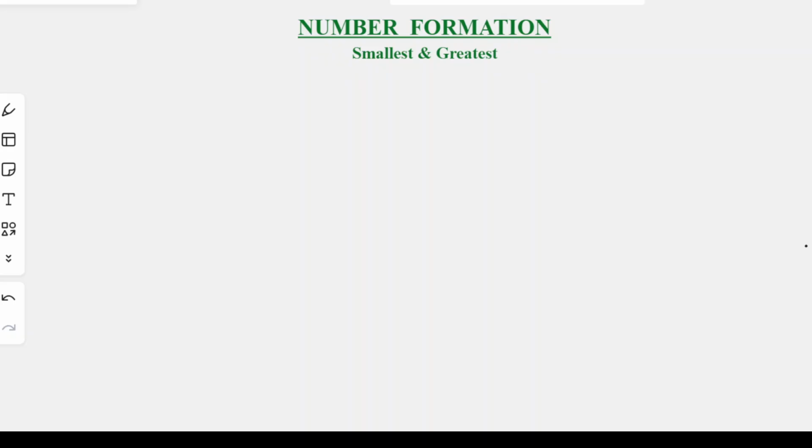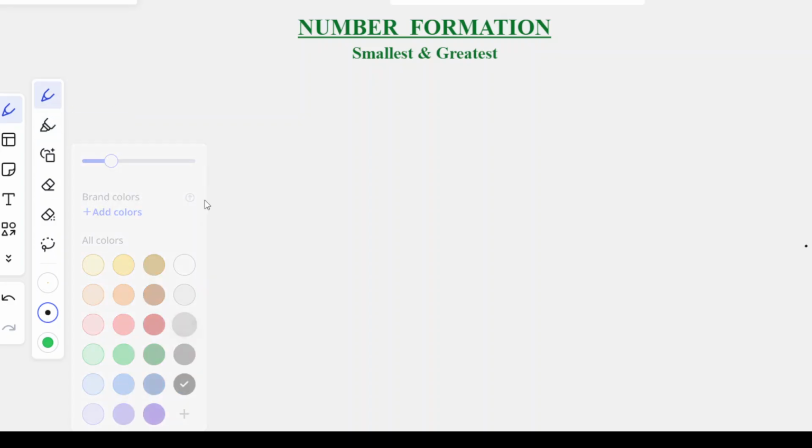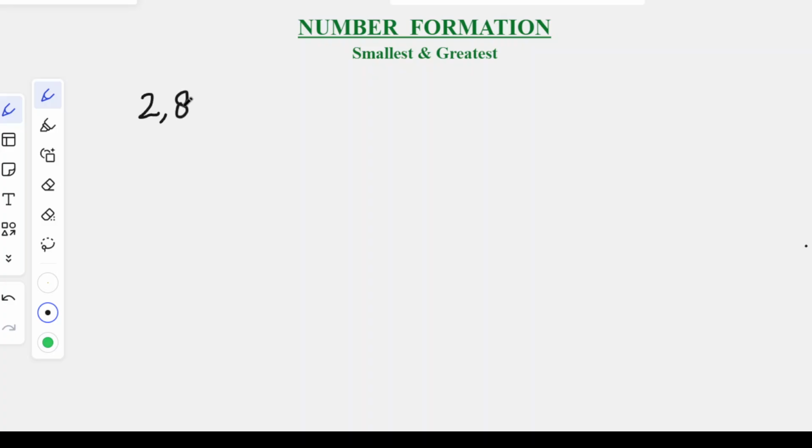In today's lesson, we will learn how to make smallest and greatest numbers using given digits. Okay, so we'll start with two-digit numbers. Let's suppose we have digits 2 and 8. Okay, and we have to make a smallest two-digit number and a greatest two-digit number using these two.